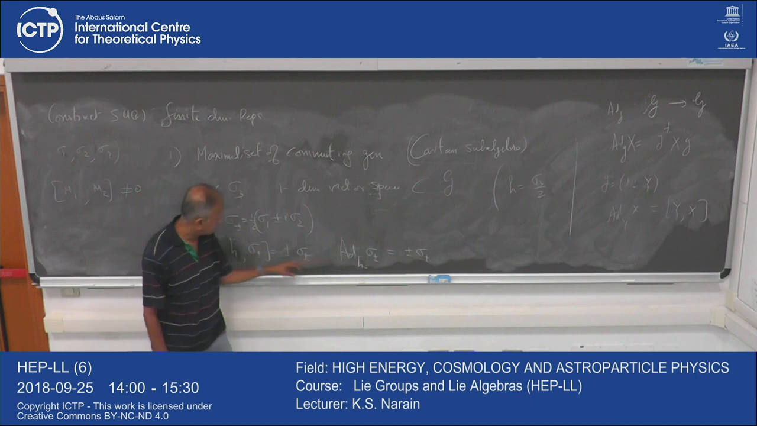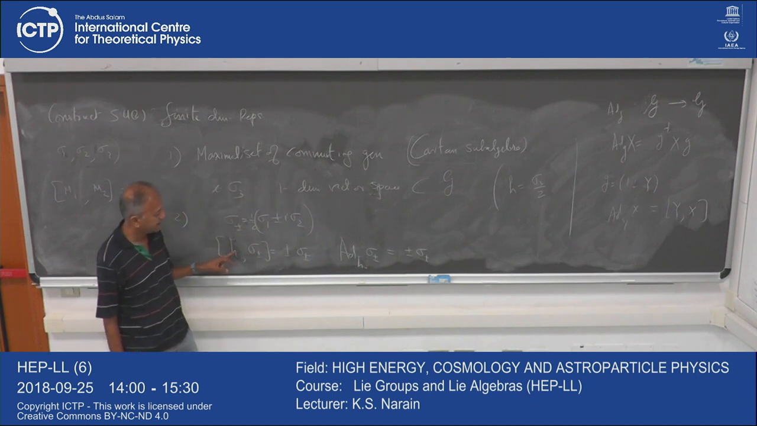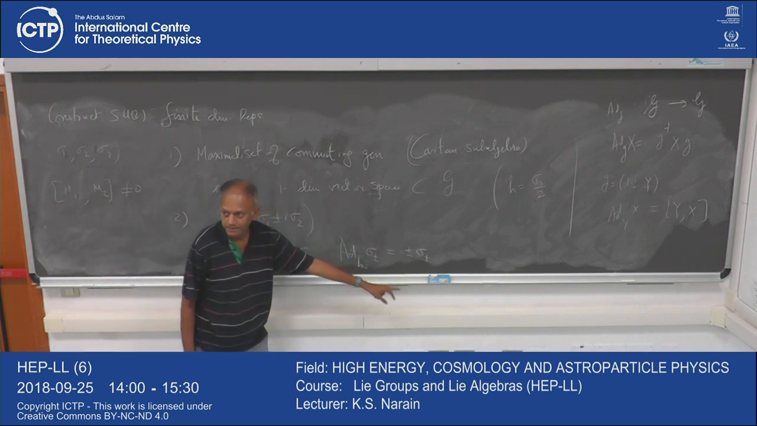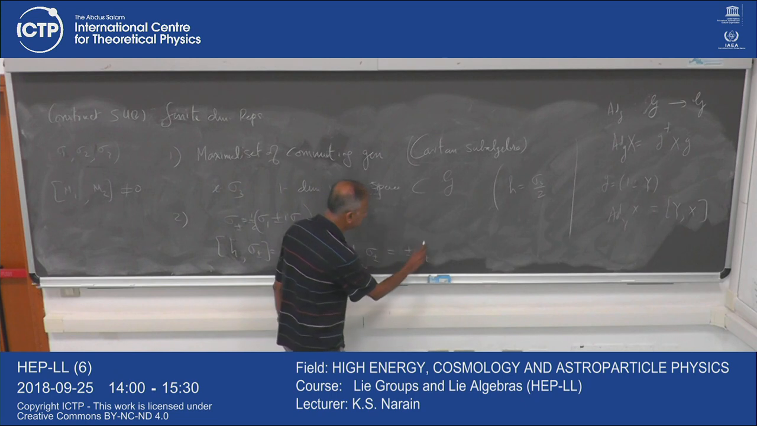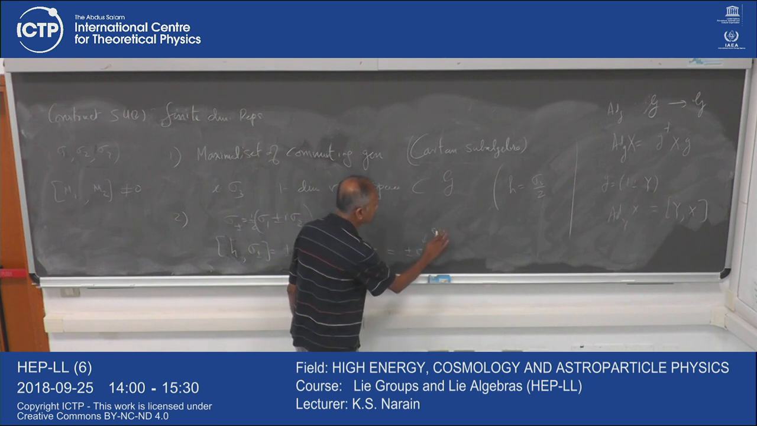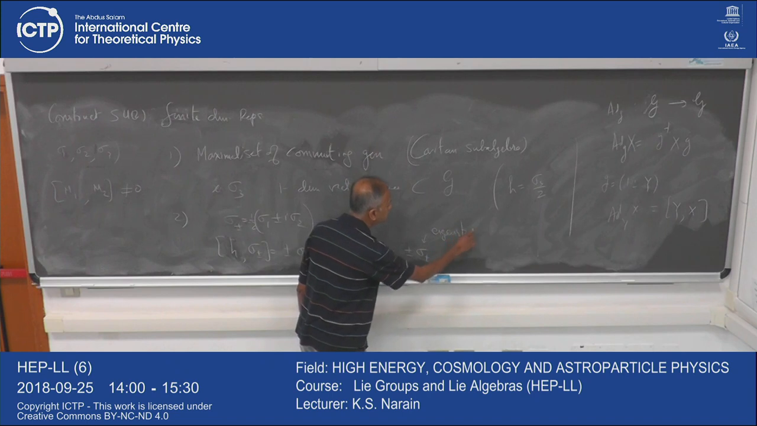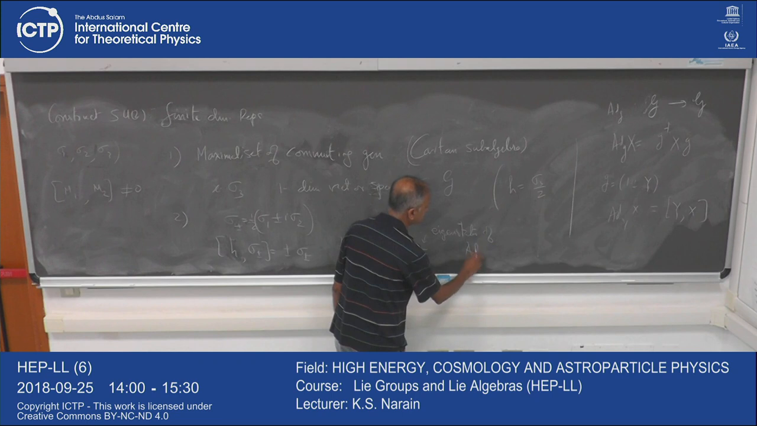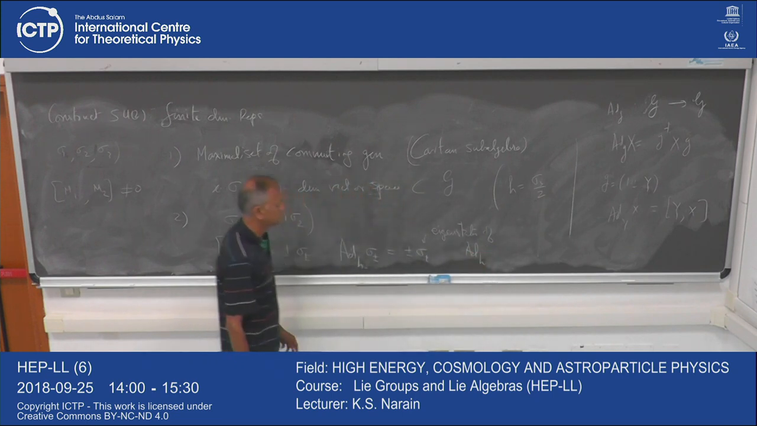Comparing with that, you see that this is nothing else but the adjoint H action on sigma plus and minus. So it's just that. Therefore, the sigma plus minus are eigenstates of the adjoint action of this kappa.